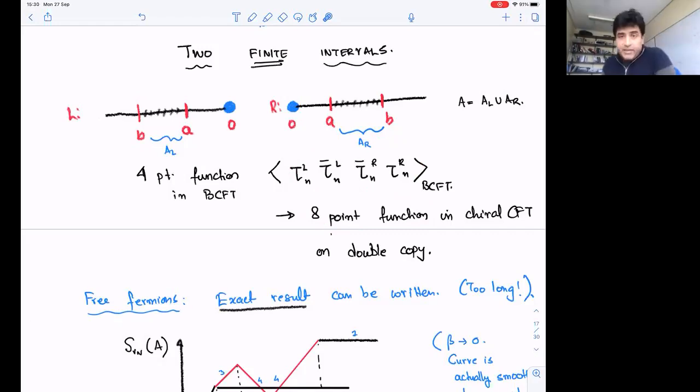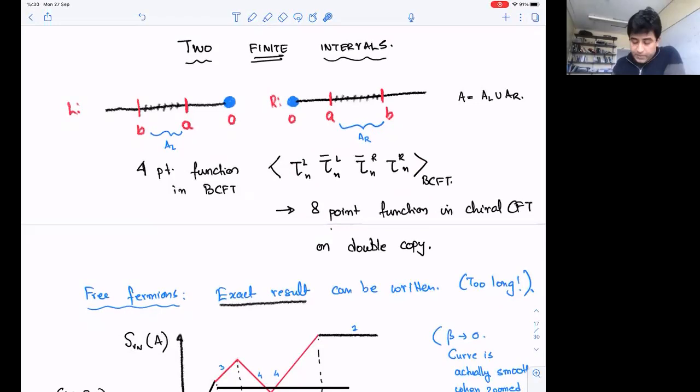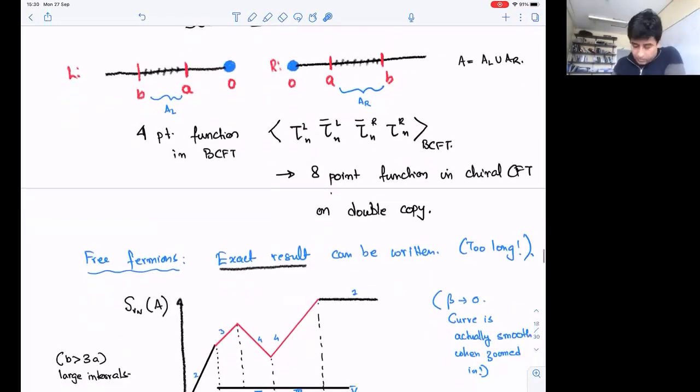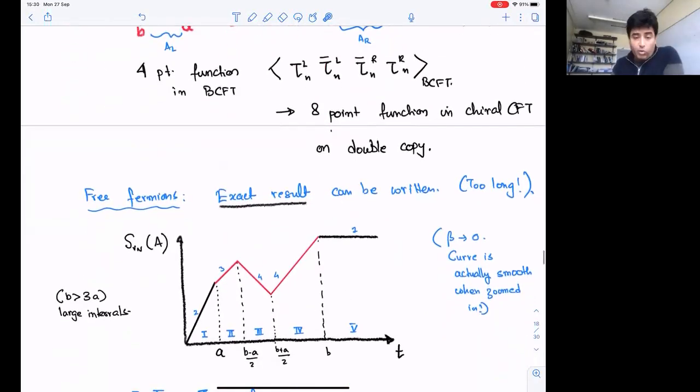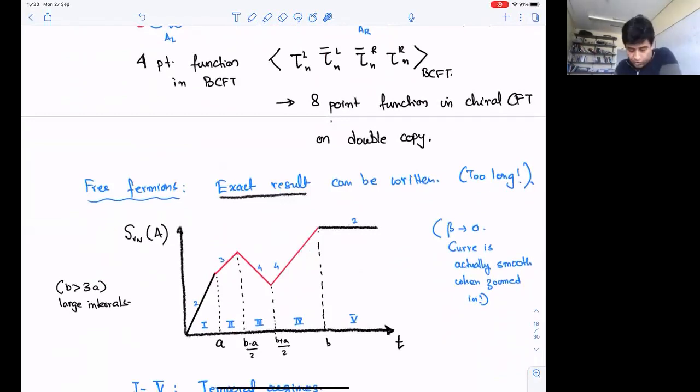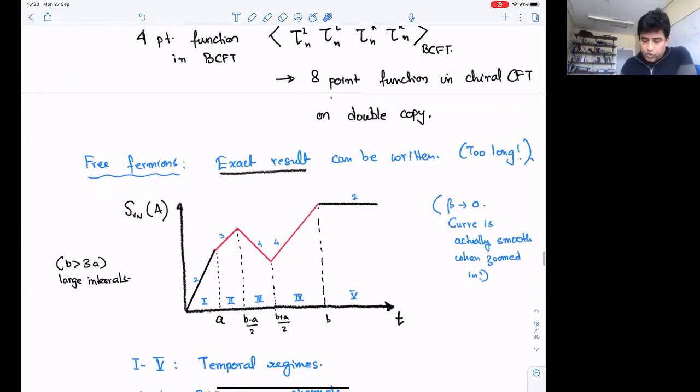Now, this is admittedly very complicated, but again, if you focus attention on the free fermion theory, then you can get an exact answer. The exact answer I will not write down. It's too long to write down, and it's not very illuminating. But you can plot the result for the von Neumann entropy of the union of these two intervals, and the result is quite interesting. And the result is interesting in the following sense.